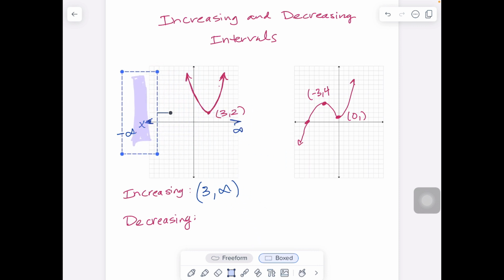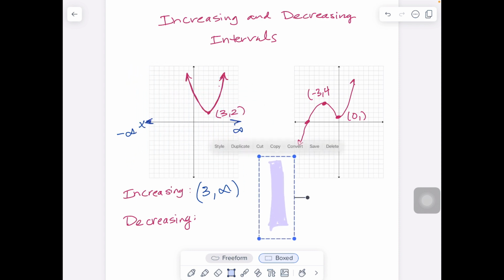The decreasing interval is where it is going down, and it's going down all the way over here from negative infinity, all the way until we get to 3. So that's where it's going down, from negative infinity all the way to 3.